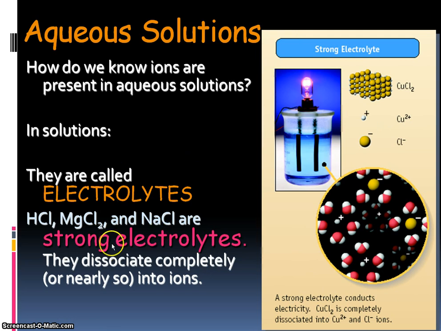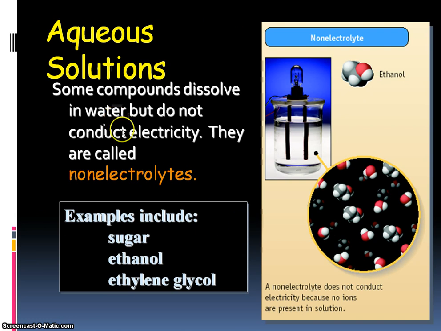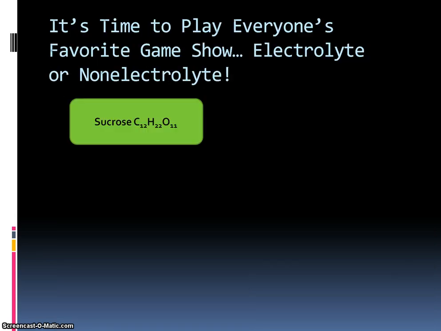Strong electrolytes are things that dissociate into ions completely in water. So HCl, MgCl, and NaCl are some of the strong electrolytes. There are also many more. If they don't dissociate in water and don't conduct electricity, they're known as non-electrolytes. This would be our covalently bound things, whereas our electrolytes are our polar covalent and ionically bound things.